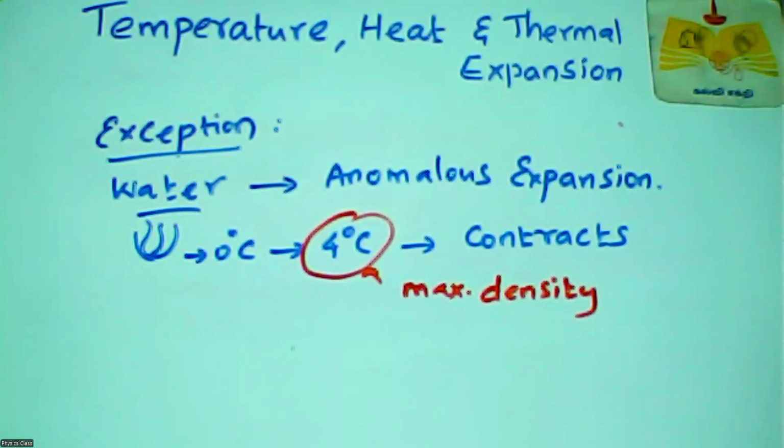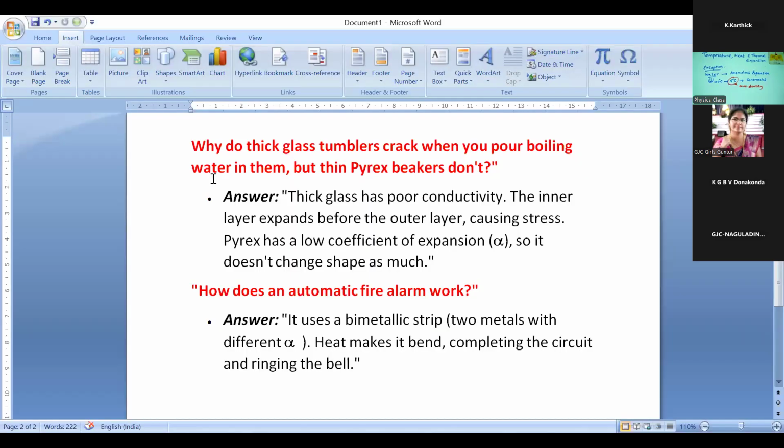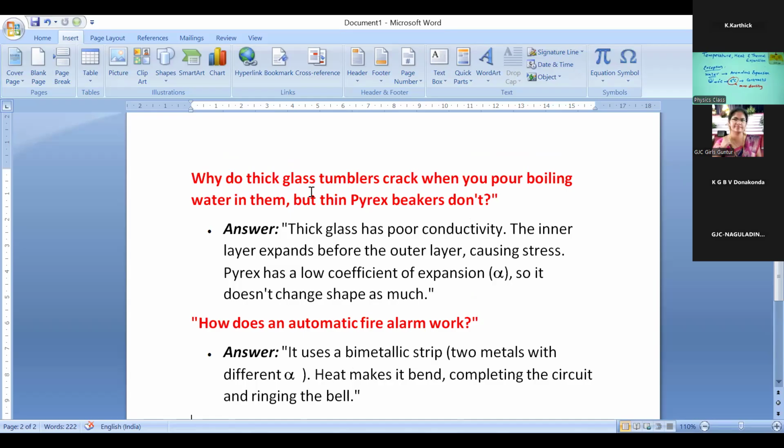So now to a creative question related to this topic. Why do thick glass tumblers crack when you pour boiling water in them, but thin Pyrex beakers don't?